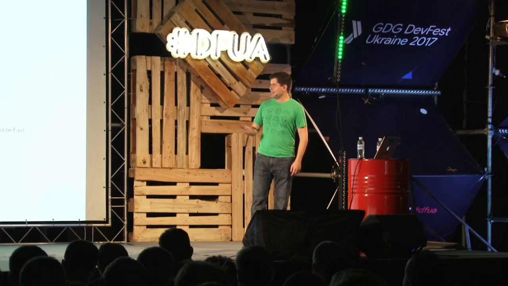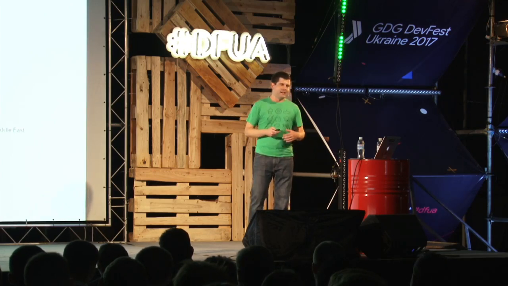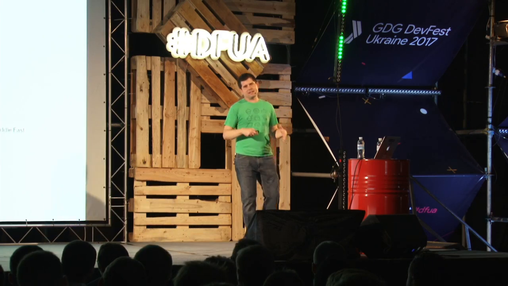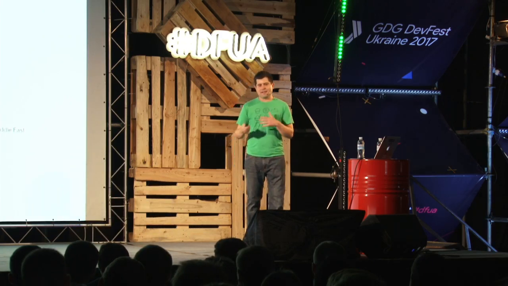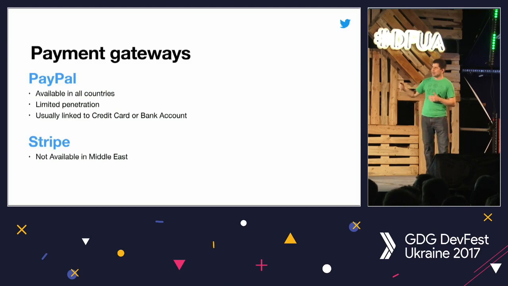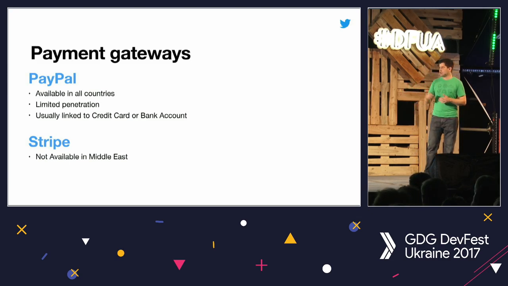And then the other thing is things like PayPal. PayPal is available everywhere, but they only have about a 5% market share in the Middle East if you want to rely on them for payments. So like I said, PayPal is available in all countries, but there's limited penetration. And generally, you need to have a credit card or a bank account to pay. And then Stripe, which is very popular, is it even available in the Middle East?